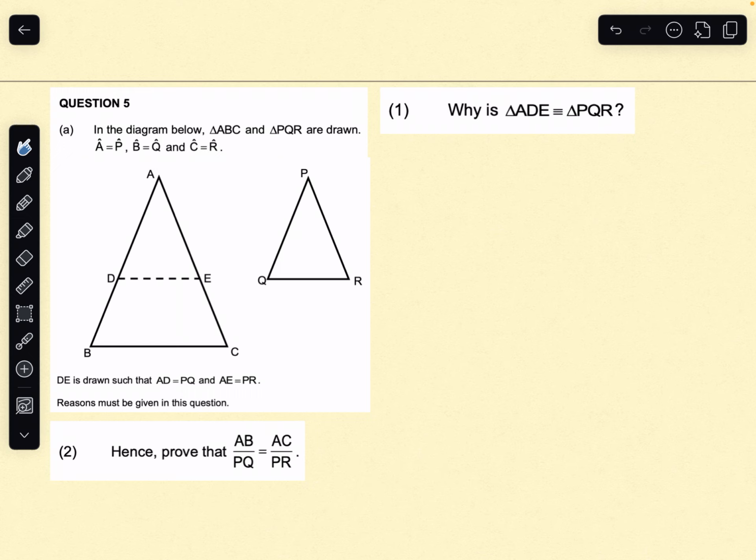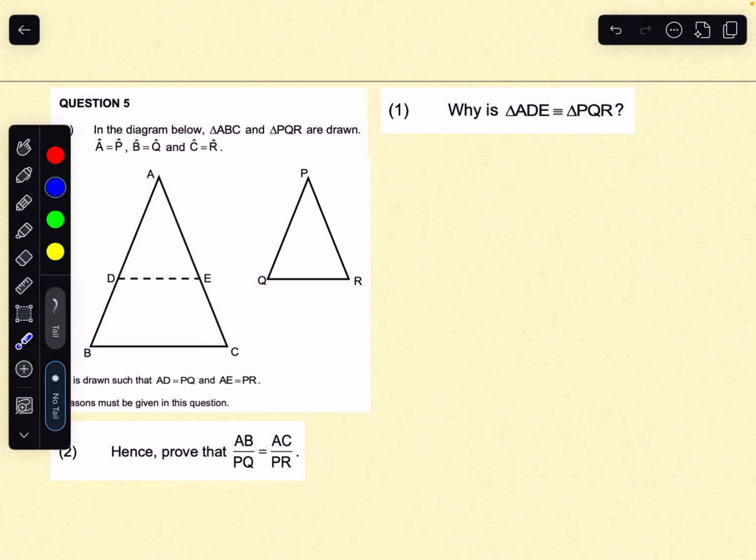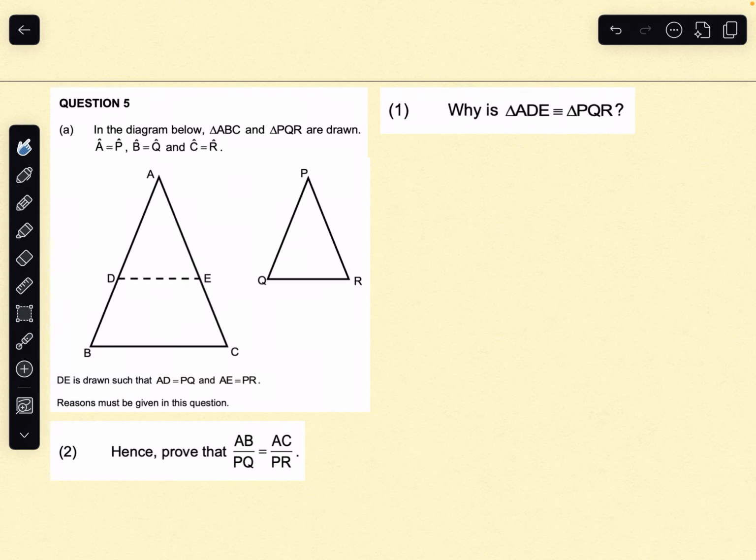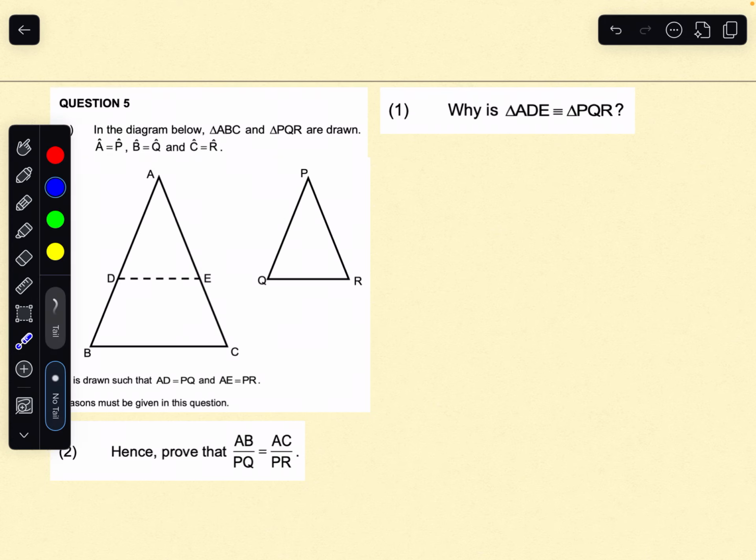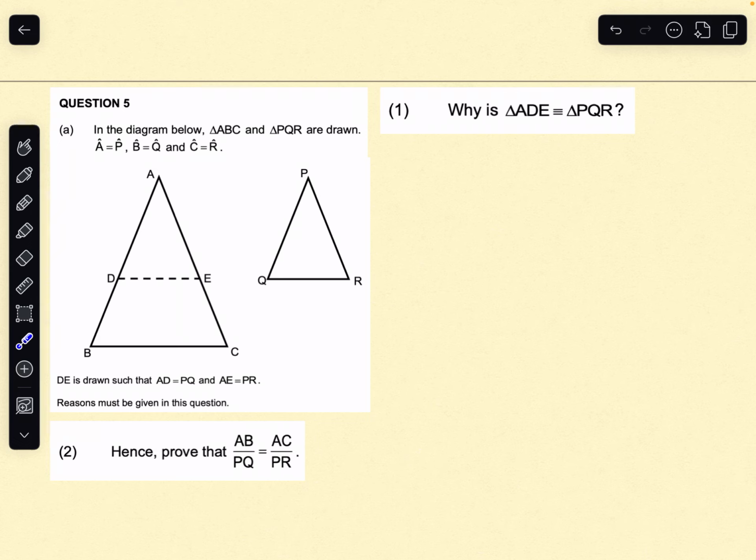In the diagram below, triangles ABC and PQR are drawn. The angle A is equal to the angle P, the angle B is equal to the angle Q, and the angle C is equal to the angle R. So in other words, triangle ABC and triangle PQR are equiangular. Then we're told DE is drawn such that AD is equal to PQ and AE is equal to PR.